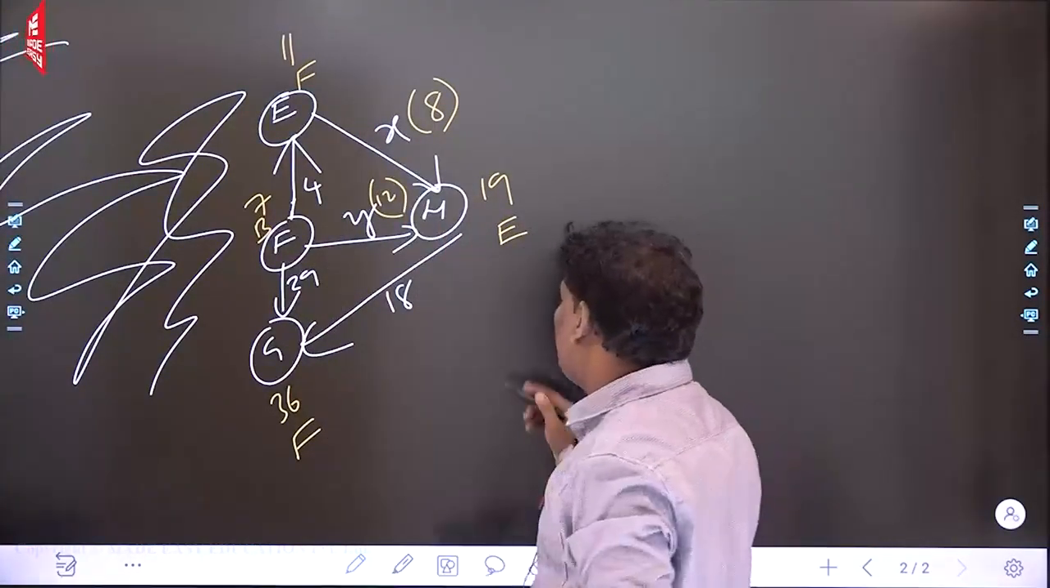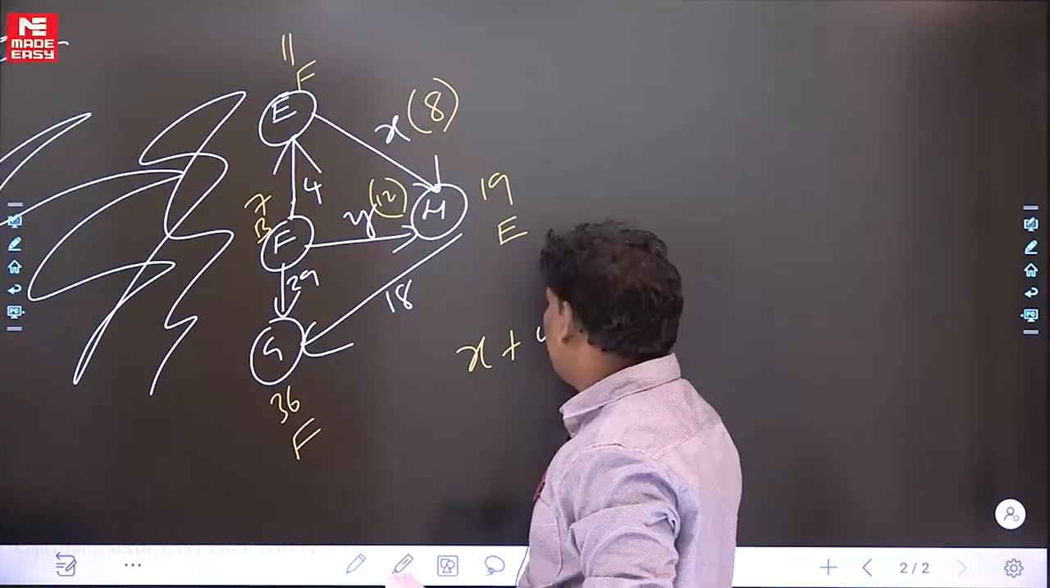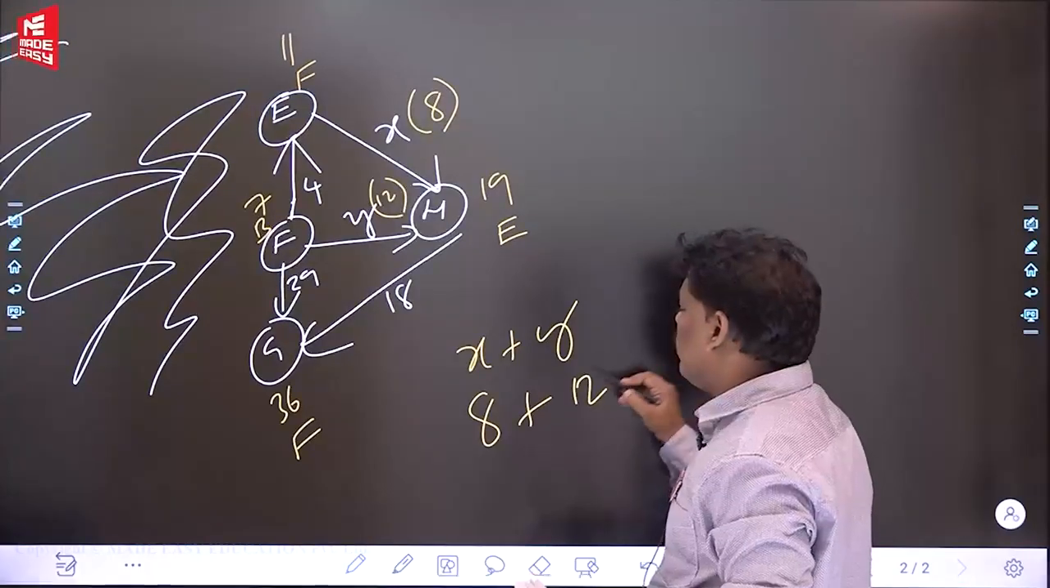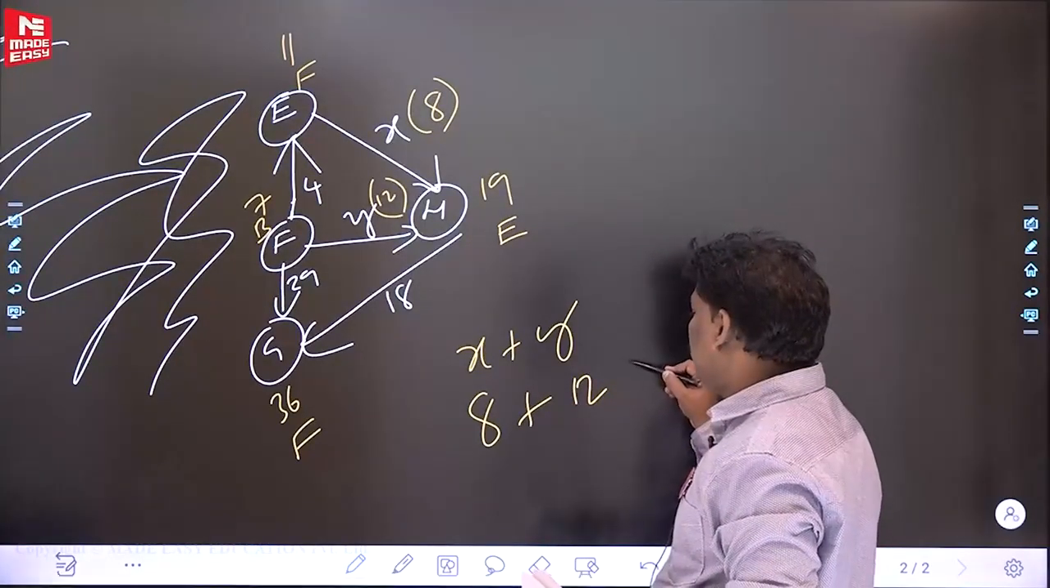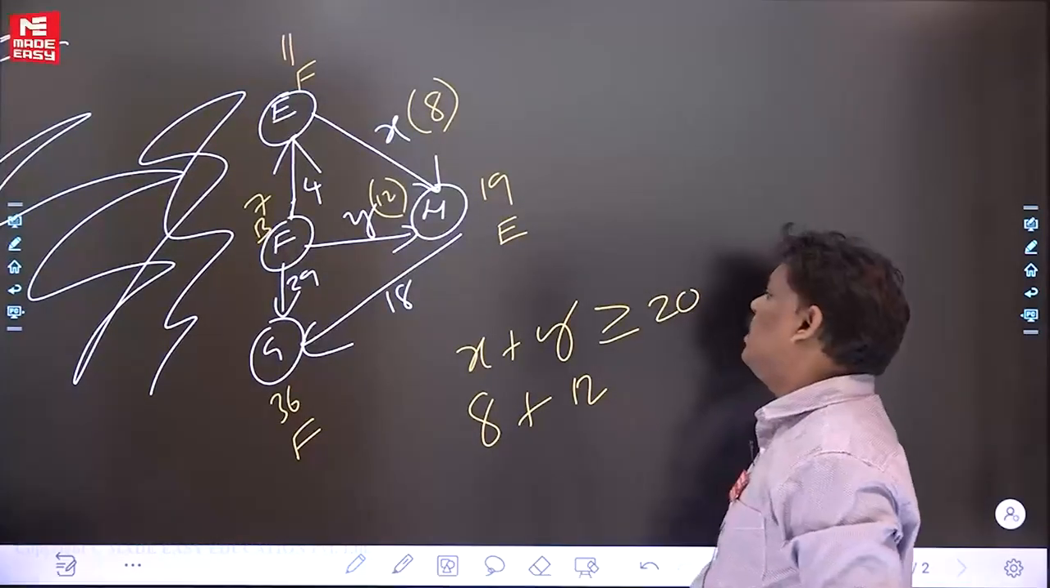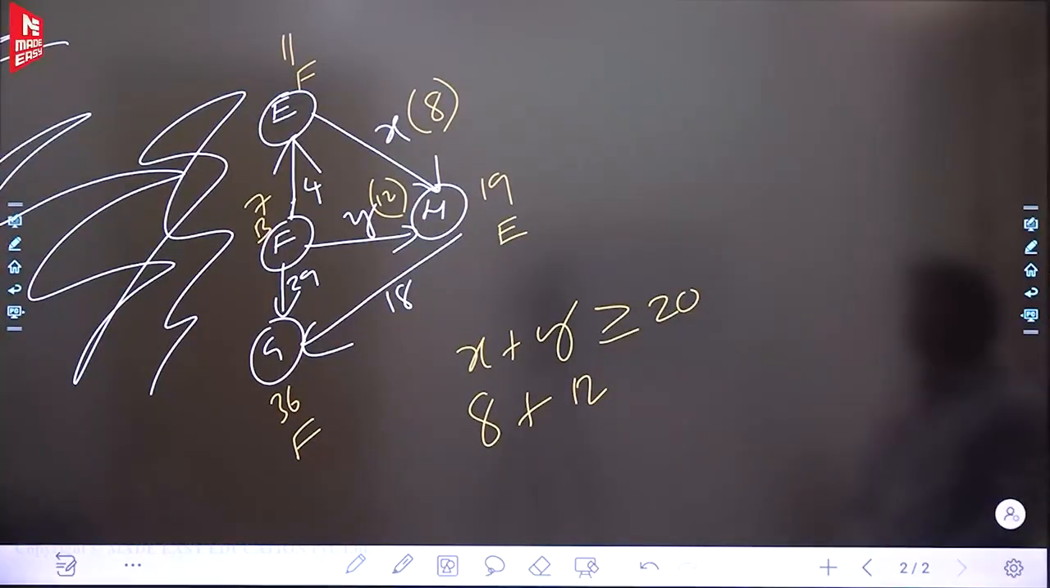Can you help me now? What are the possibilities for X plus Y? X value 8 is confirmed. Y may be 12 or more than 12. 8 plus 12 is going to be 20. So X plus Y should be greater than or equal to 20, either 20 or more than 20.